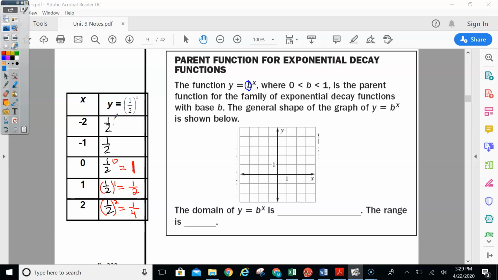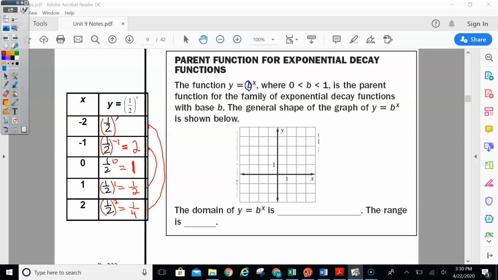So for the negative ones, if I make this go to the negative 1, remember negative exponents flip the fraction. So if it's already a fraction, it's going to flip it to 2 over 1, which is just 2. So these are always reciprocals of each other. These come in pairs. They're going to be reciprocals of the number, again, if you don't shift it. Once you shift it, that's not true. But here on the parent function, these are reciprocals of each other.